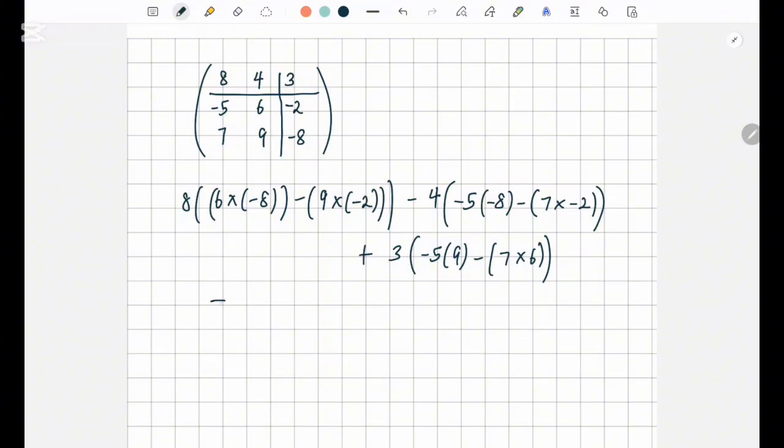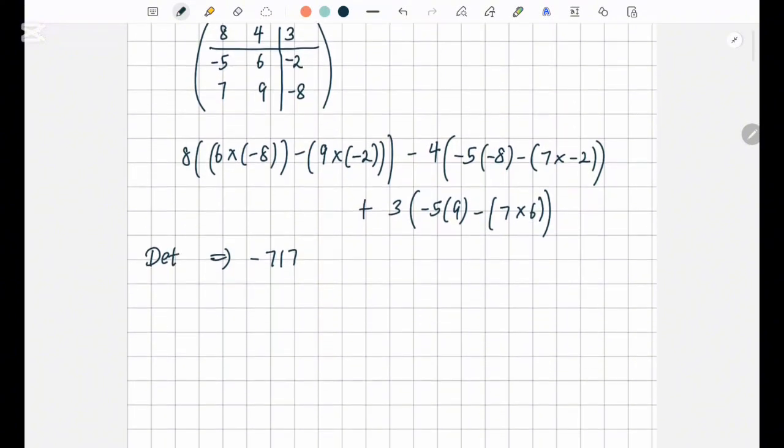Now we find the determinant. You use your calculator and let's see what we get. So I get negative 717. If this is your determinant, then the inverse is going to be 1 over the determinant into whatever matrix we get. Okay, so we'll just leave this aside for now.